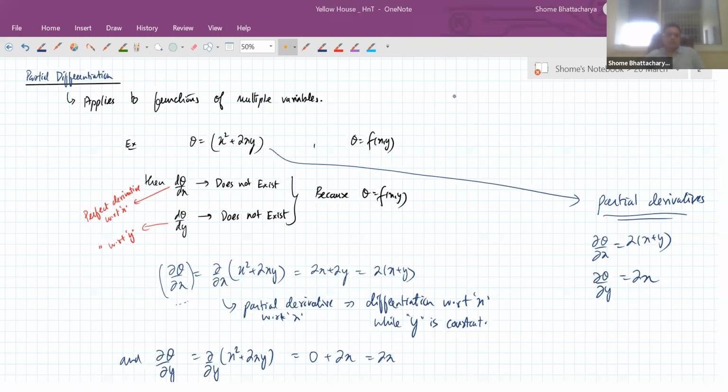Now similarly, when we do partial differentiation with respect to y, we are differentiating the whole function with respect to y, treating x like a constant. So differentiation of a constant is 0. Differentiation of 2x into y: x is a constant, so it is just some constant into y, so its derivative is 2x. Now x is the constant and y is the variable because we are doing the partial derivative with respect to y. So the function has two variables x and y, and accordingly the function has two partial derivatives, del theta by del x and del theta by del y.